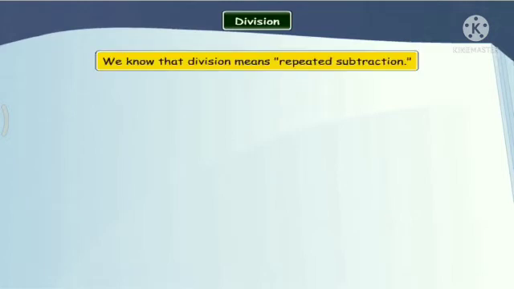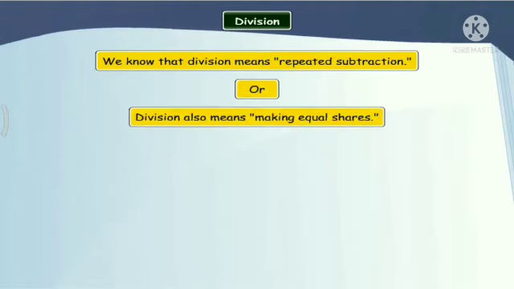Now next topic we will see, that is division. Now let us revise what is division. In the previous class you have learned about the division. So division, what is division? Division means it is a repeated subtraction, or it means making equal shares.